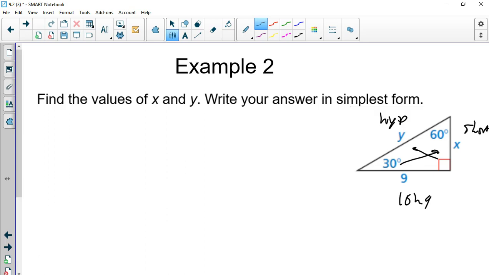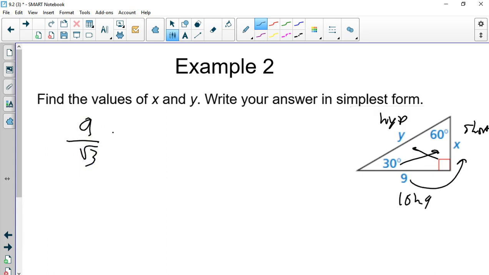We don't have the short side, do we? We have the long side, so we need to work backwards. It's much easier to go from the long to the short and then to the hypotenuse than trying to go from the long to the hypotenuse. So, from here to here, I'm going to do the work over here, we need to divide by radical 3.